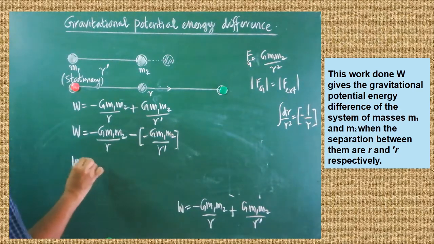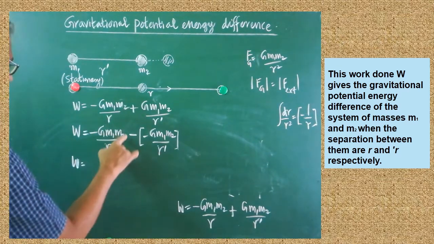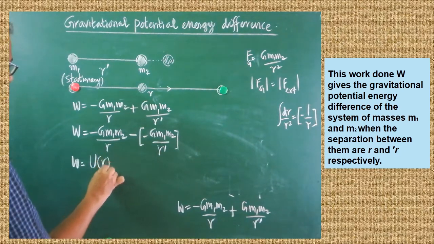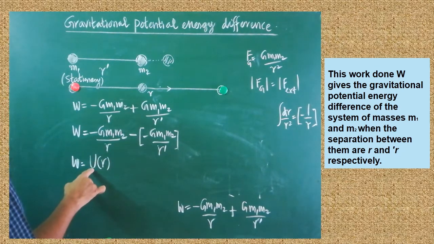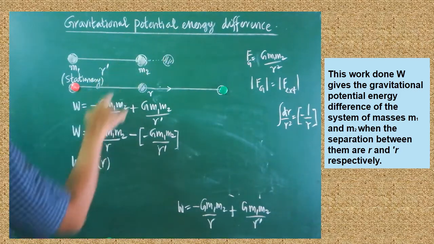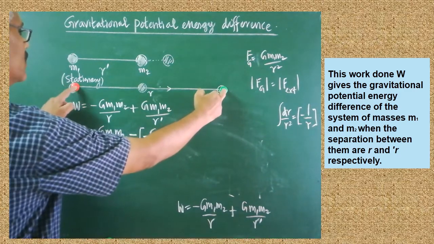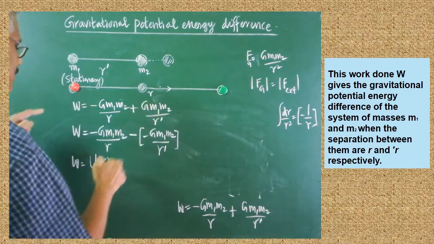So W is equal to, see the entire expression, that could be written as U of r, because r is here. I will explain what U of r is. U of r means gravitational potential energy, clear, when the two masses are kept at a distance of r. Are you clear?